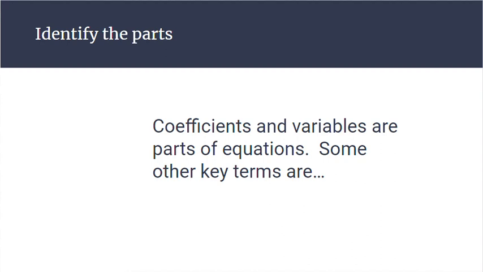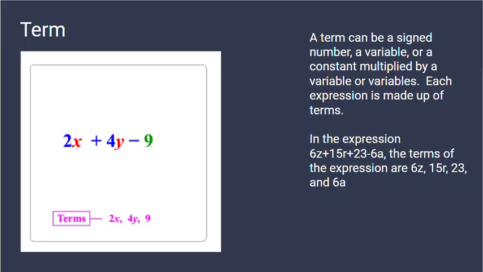So coefficients and variables are some parts of equations, but there are some other things that we need to talk about as well. So jot these down. Next thing we have is term. A term can be a signed number, a variable, or a constant multiplied by a variable or variables. So in here, the terms are basically the chunks. Like in the expression 6z plus 15r plus 23 minus 6a, 6z is one of the terms, 15r is a term, 23 is a term, and 6a is a term, because those are all separate parts.